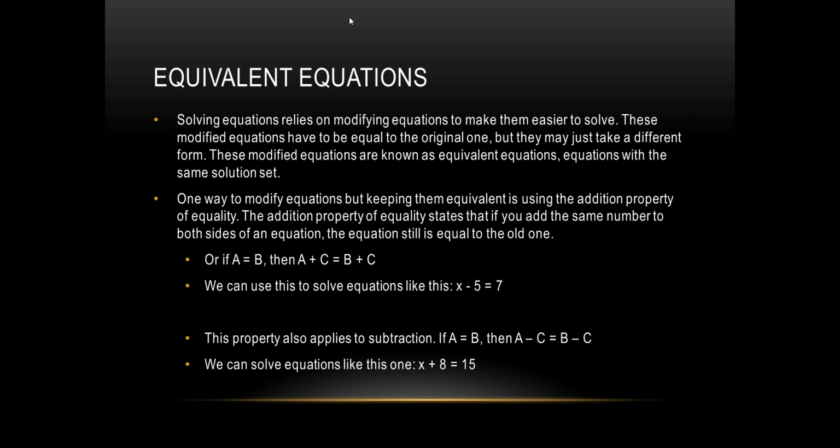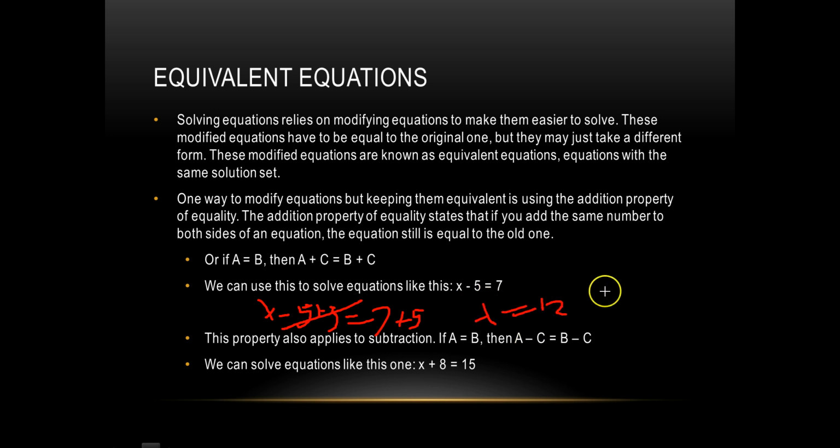Or if a equals b, then a plus c is equal to b plus c. We can use this to solve equations like x minus 5 is equal to 7. What we can do is add a number to both sides of the equation, and the equation will still remain true. So we can add 5 to both sides: x minus 5 plus 5 is equal to 7 plus 5. Now, x minus 5 plus 5 just turns into x because these cancel. So now we get x is equal to 12.